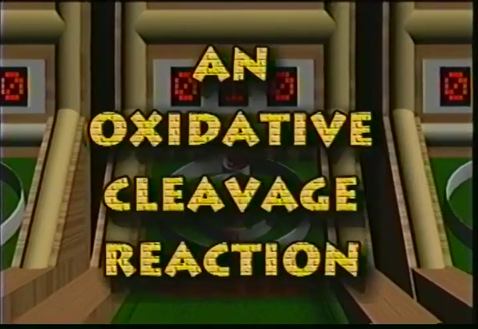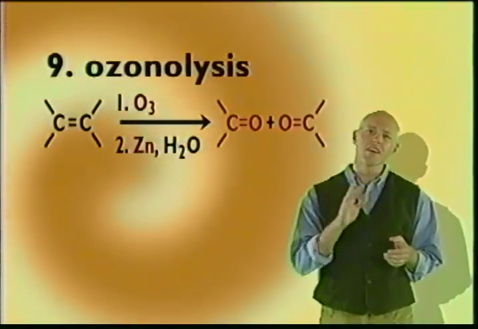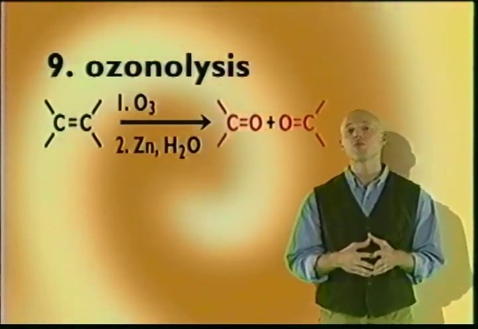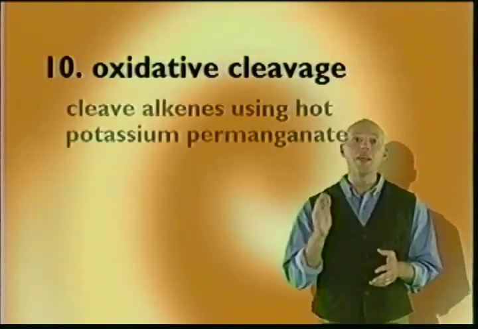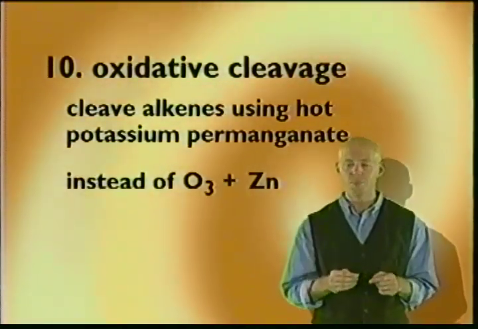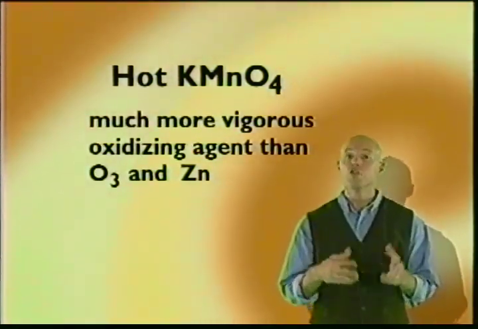An oxidative cleavage reaction. In reaction number 9, ozonolysis, we saw how we can use ozone and zinc to cut an alkene into two parts. But there's another way to do that very same thing, using reaction number 10, an oxidative cleavage reaction. In this reaction, we cleave alkenes using hot potassium permanganate instead of ozone and zinc. Hot potassium permanganate is a much more vigorous oxidizing agent than ozone and zinc, so the reaction goes much further. When we say hot potassium permanganate, we mean warm, not stolen.